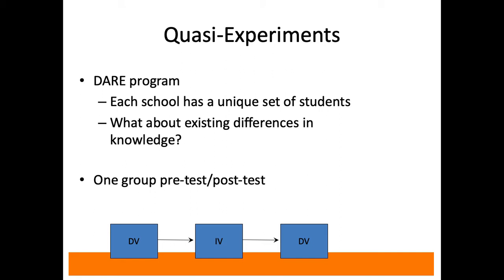So we call this a one-group pre-post because you're assessing that dependent variable, that attitudes towards violence or drugs, before and afterwards to look at that change, right? And then you can see an increase, decrease, as well as just where they start and finish.